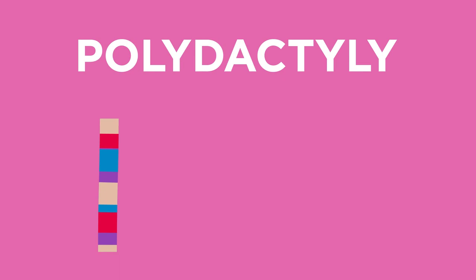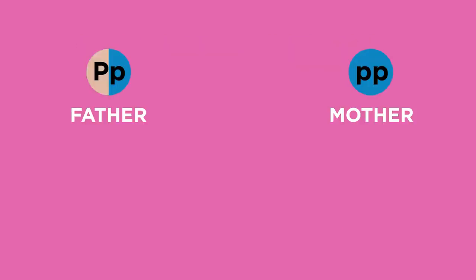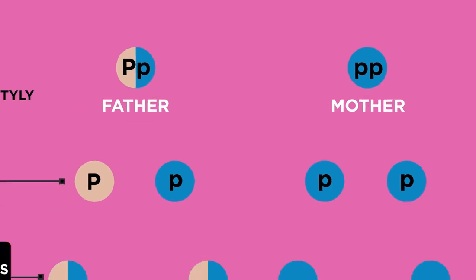Polydactyly is caused by a dominant allele, shown as a capital P. You only have to have 1 copy of this allele to have the condition. So in an example, the father has a copy of this allele, but the mother does not. We can show this using a genetic diagram.